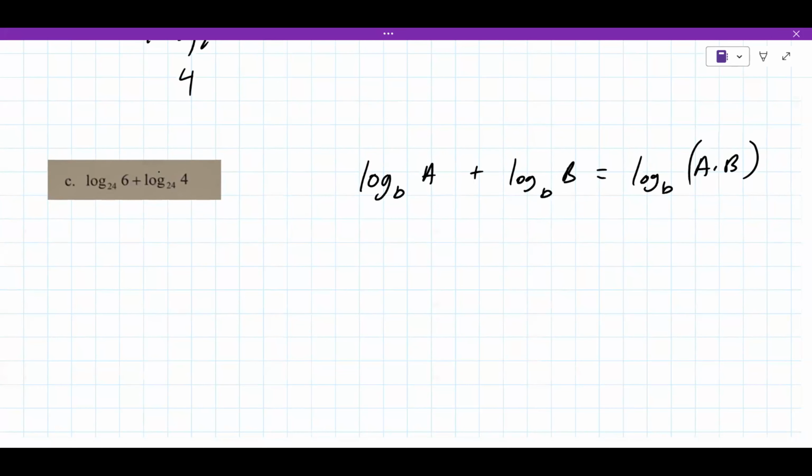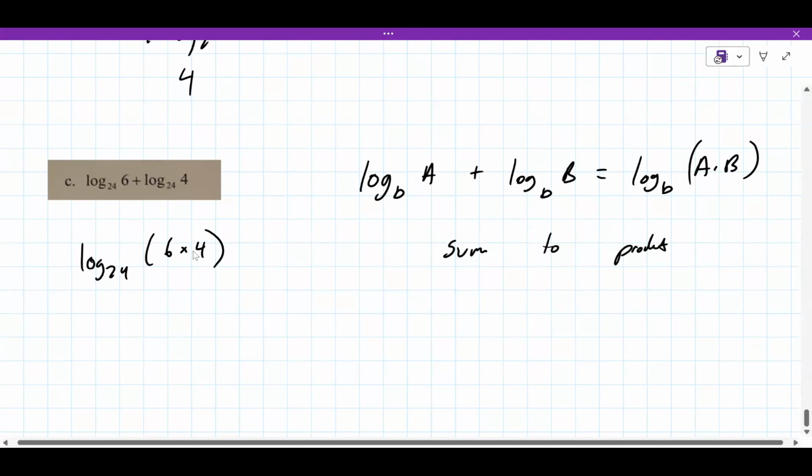And so this is called the sum of the product. So this becomes log base 24 of 6 times 4. Whenever you take two logs, you write one log and you multiply what's there. You'll later be doing this with variable expressions and things like that. Okay.